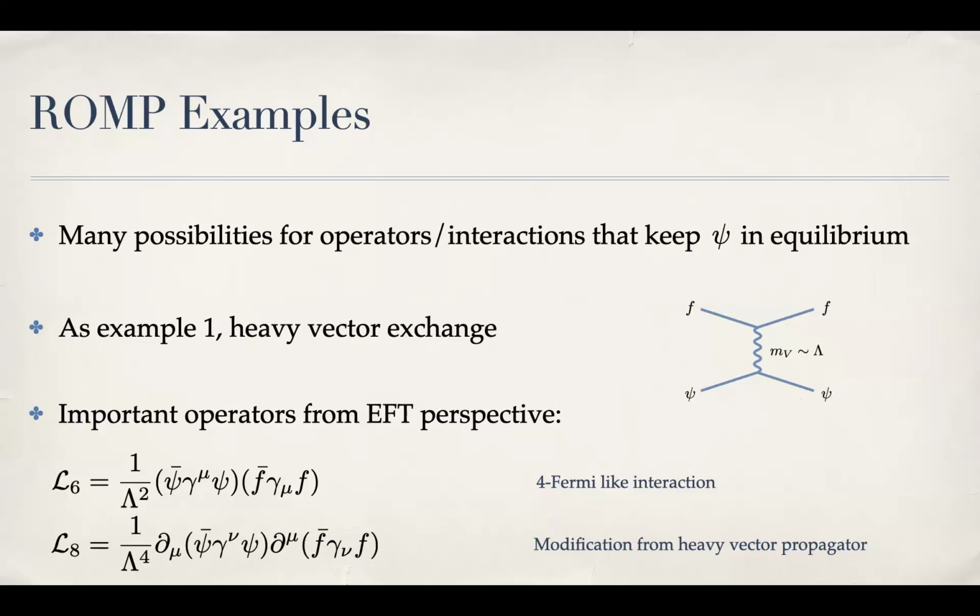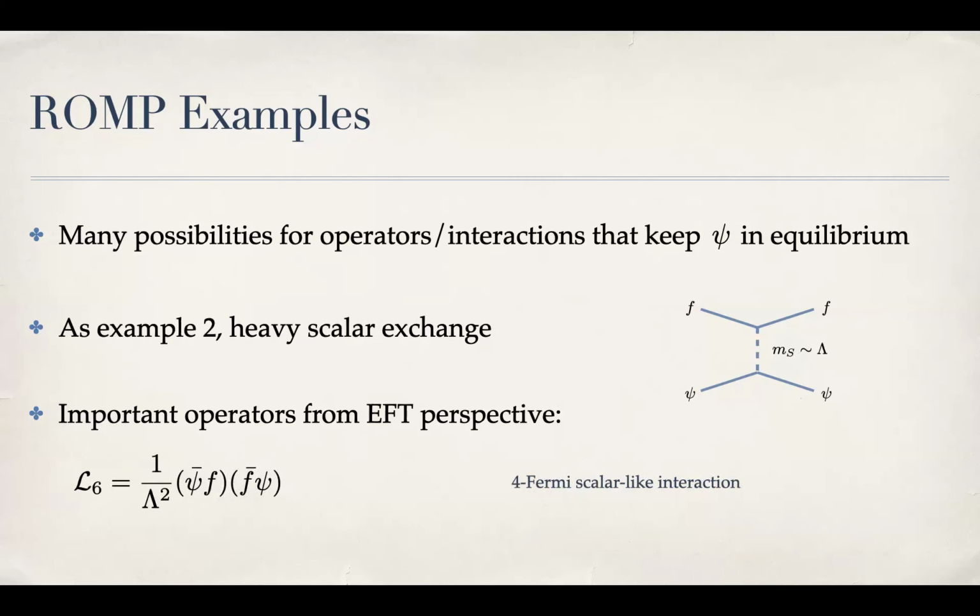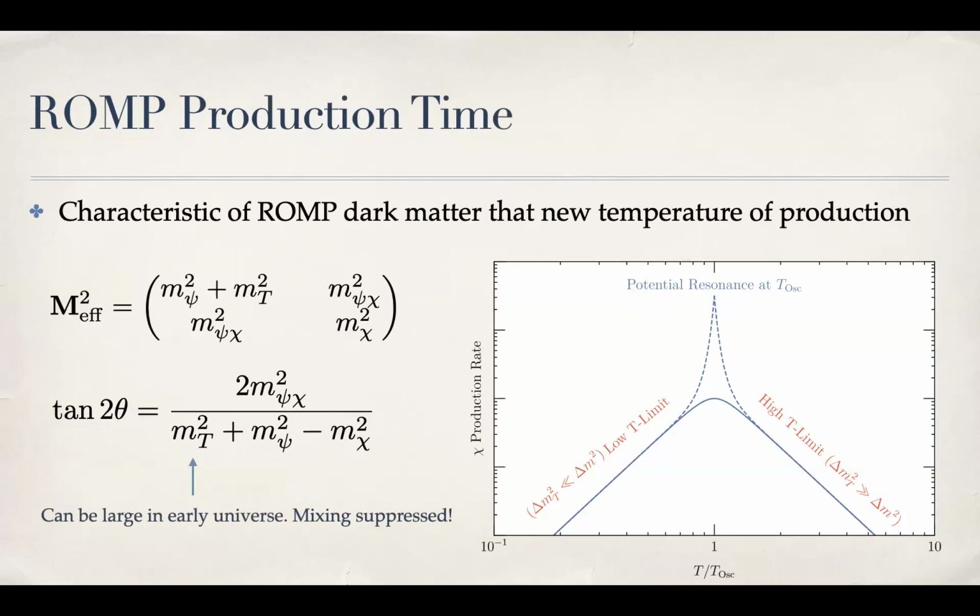Again, these are just some examples of what we're going to consider at the end when we look at some example abundance calculations. As a general framework, you can consider whatever operators you would like that keep psi in equilibrium, and I'll show you how that affects the abundance of chi as dark matter. So as an example, you can consider maybe psi scatters with a heavy scalar. This gives rise to some different physics, but again, within the general framework, there'll be some similarities that I'll share. Okay. So how does this thermal mass, or why does this thermal mass affect this ROMP system very importantly?